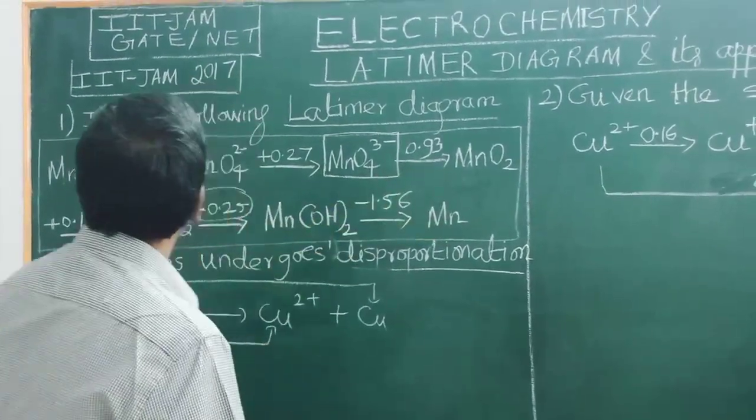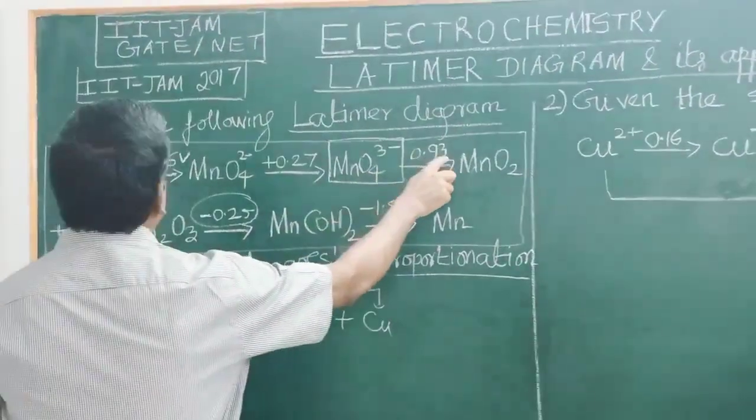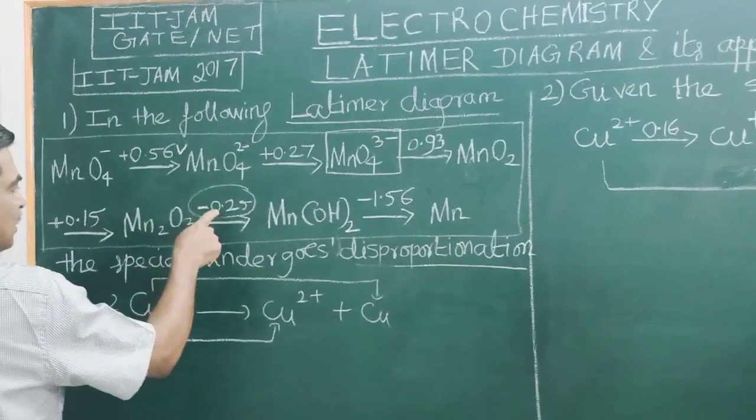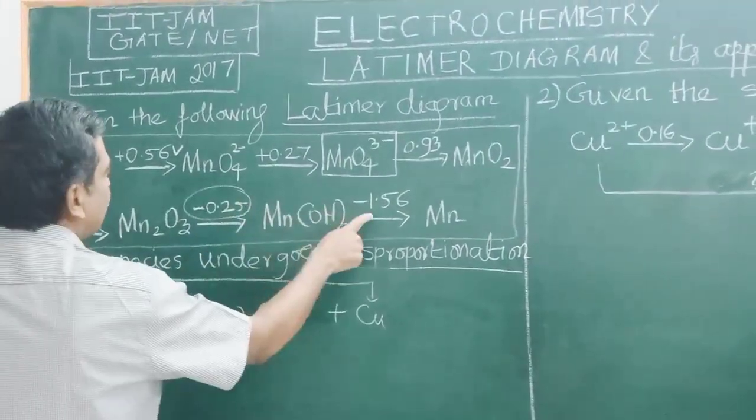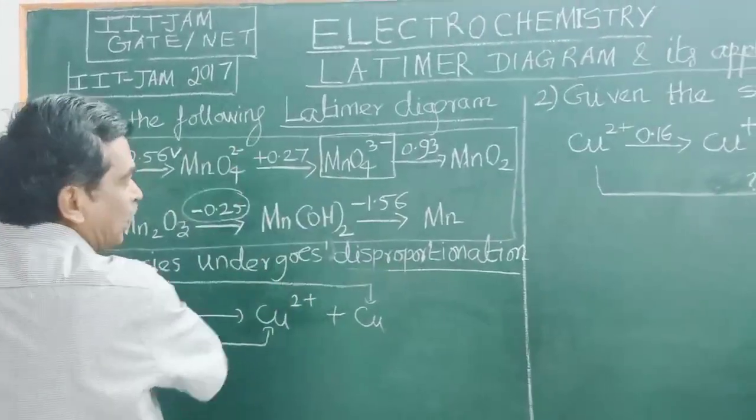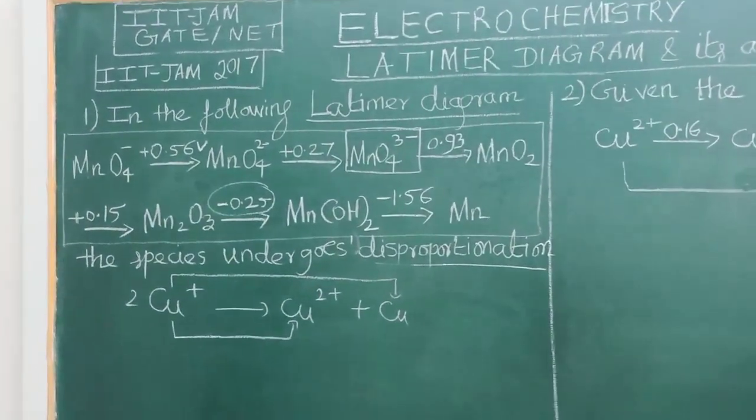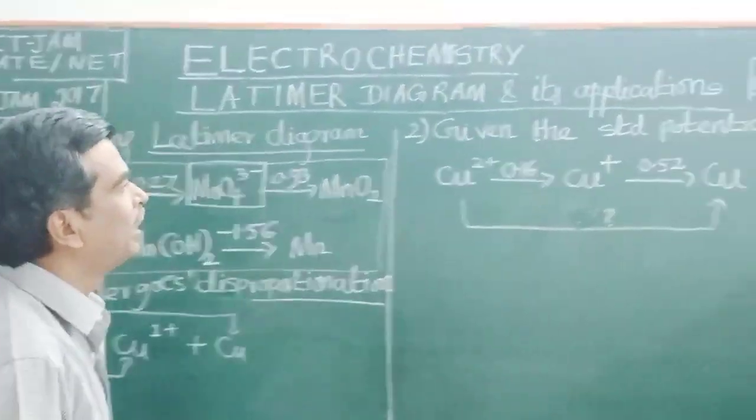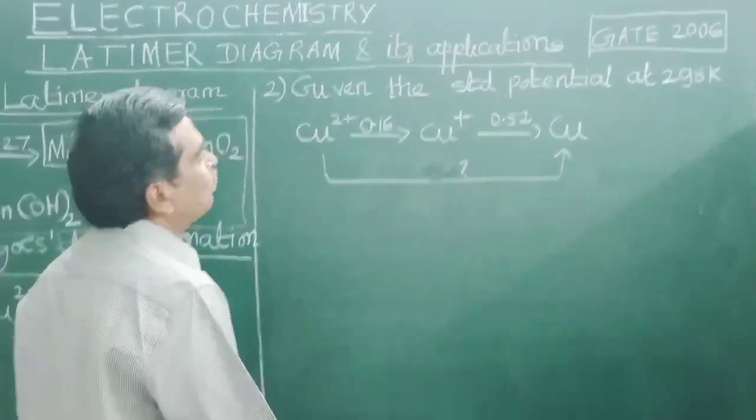Okay, in other cases you see 0.93, it is less than 0.15, the reduction potential is less. See here, this is very less. So this is the species which undergoes it. So the answer is MnO4 3 minus. Okay, now let us see another example.